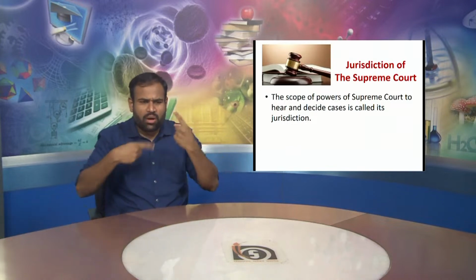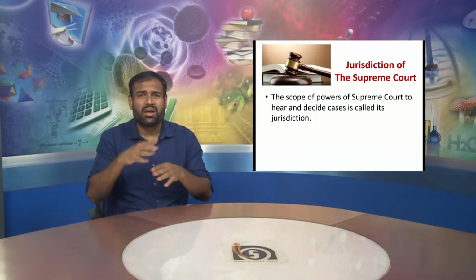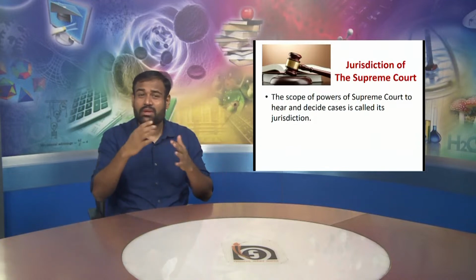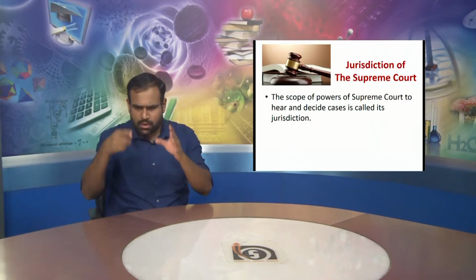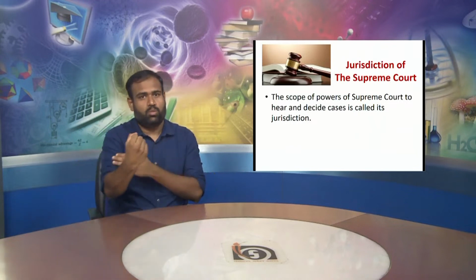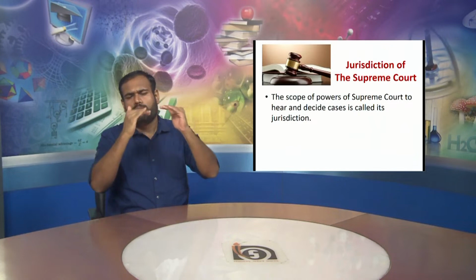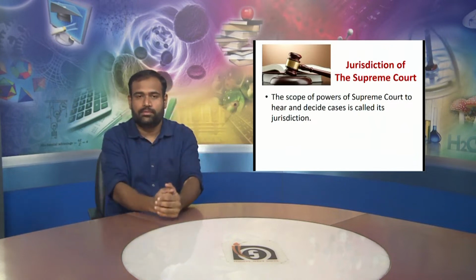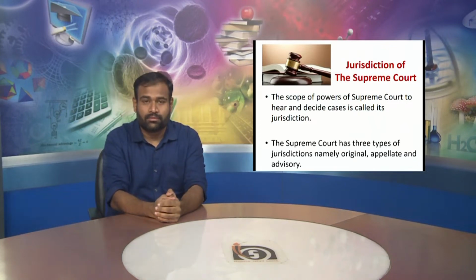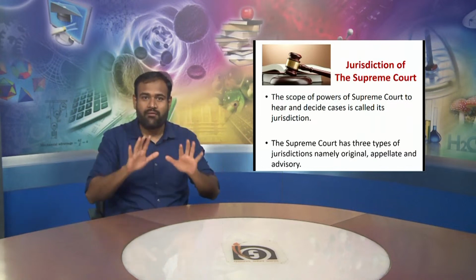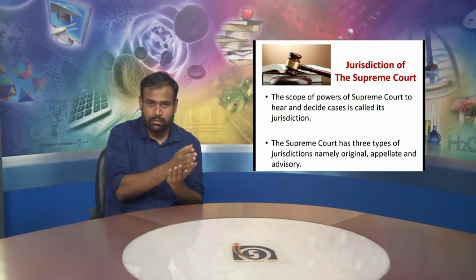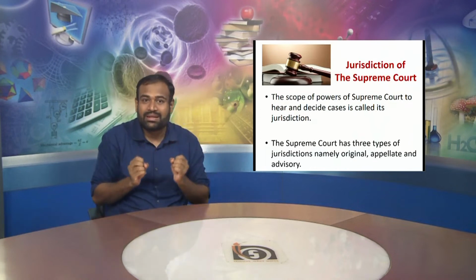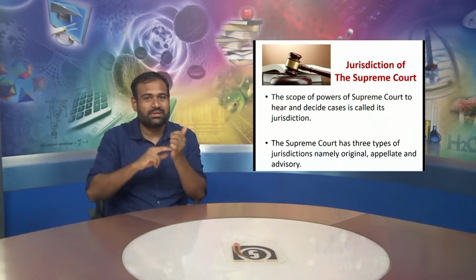Jurisdiction of the Supreme Court. The scope of power of Supreme Court to hear and decide cases is called its jurisdiction. The Supreme Court has three types of jurisdictions, namely original, appellate, and advisory.